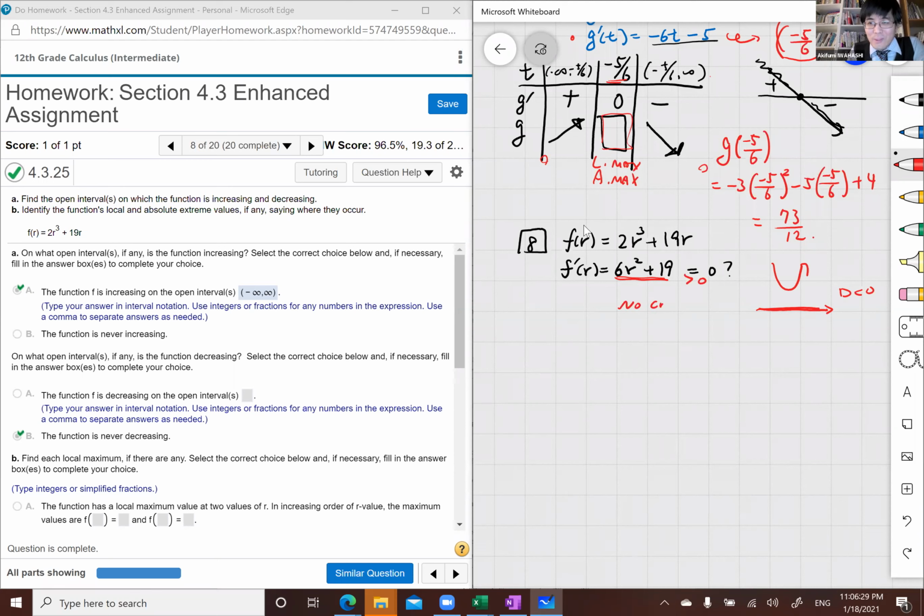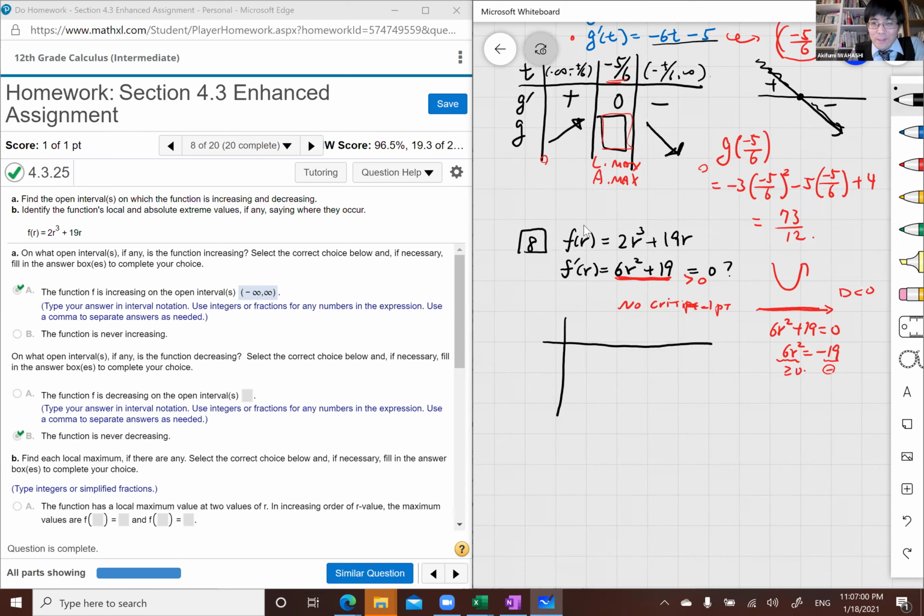No critical point. Because this is always positive, always greater than or equal to 19. When you try to solve the quadratic equation, you will see that 6r squared becomes -19, which cannot happen because 6r squared is always greater than or equal to 0, and this is negative. So no critical point is actually an easy case.